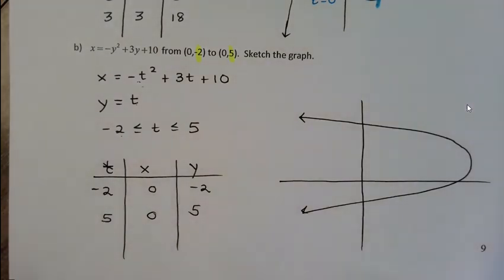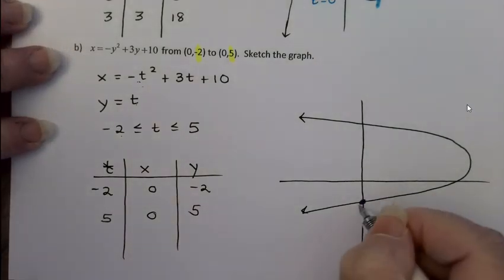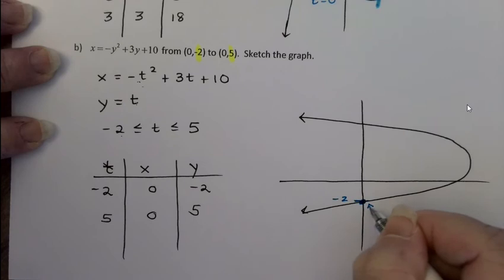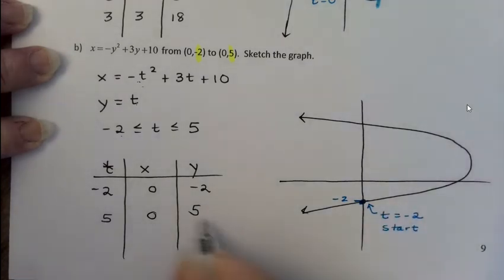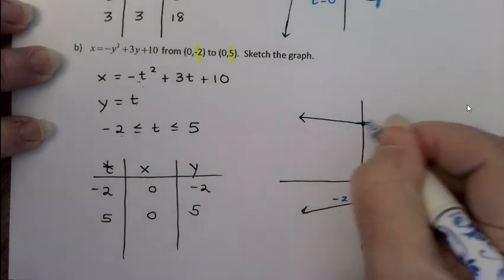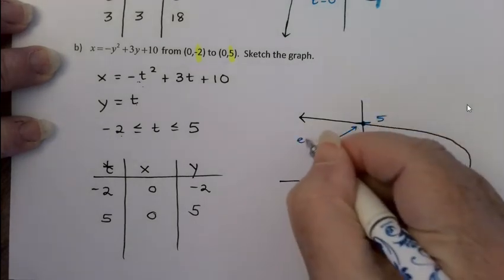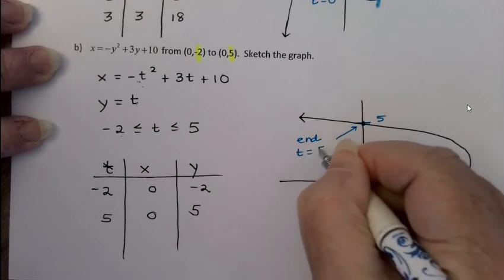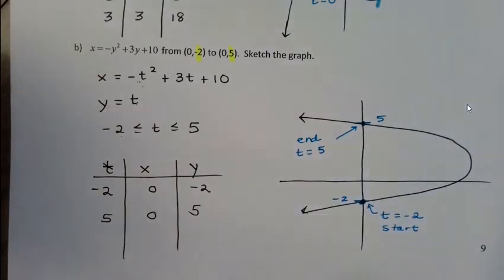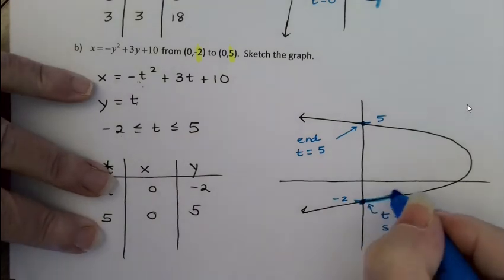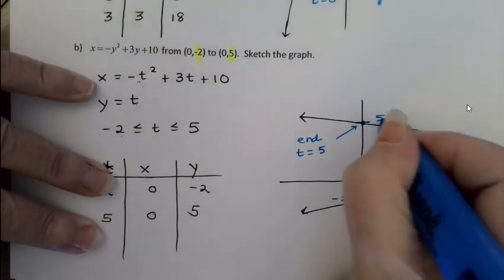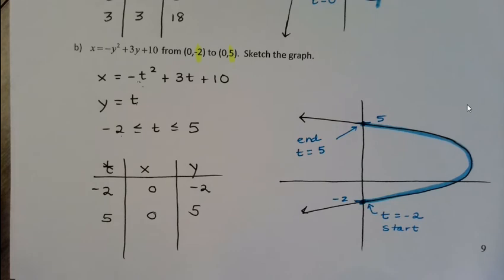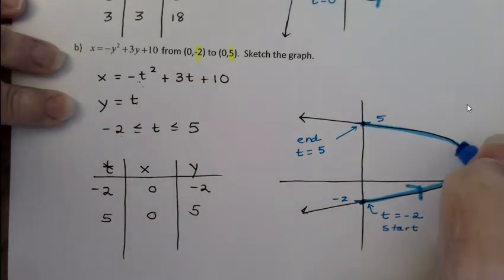Therefore, the portion of this parabola I'm interested in goes from the point 0, -2, which must be down here. I start here at t equal -2, and it ends at 0, 5. So this must be at a height of 5. This is where we end at t equal 5. And I'm therefore looking at the portion of this parabola between those 2 points. I want to go in the direction of increasing t, so I'm going this way.